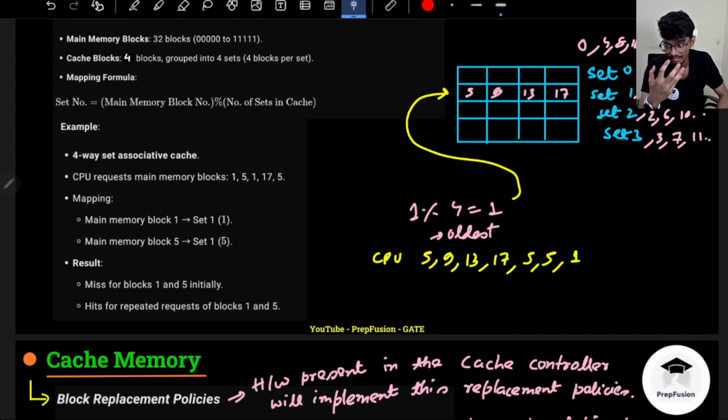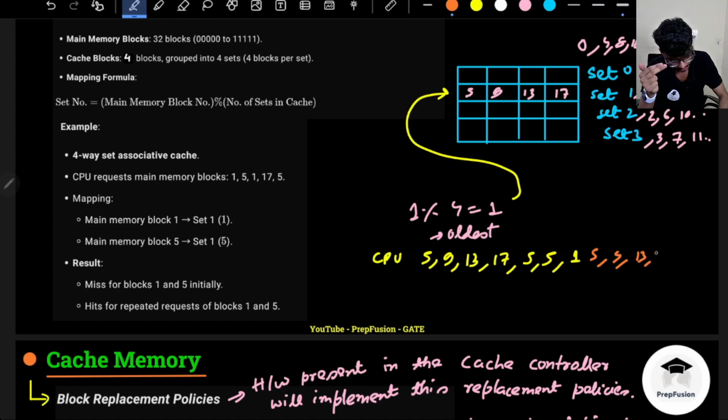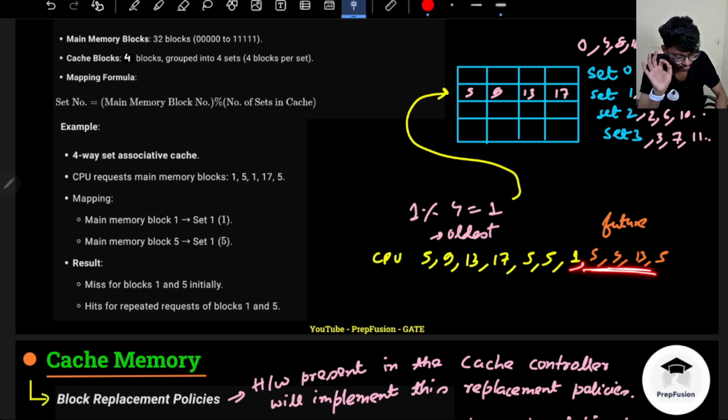If I am able to predict the future, say the future calls that the CPU will make are 5, 9, 13 and 5 again, then I have to see which one is not getting used in the future. I see 17 is not getting called in the future, so I will replace 17.